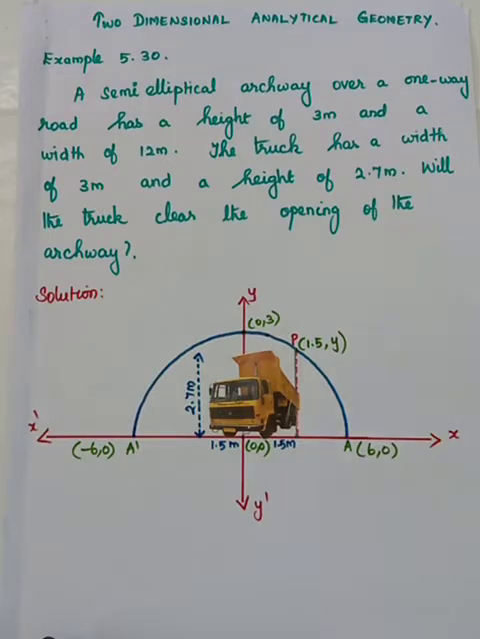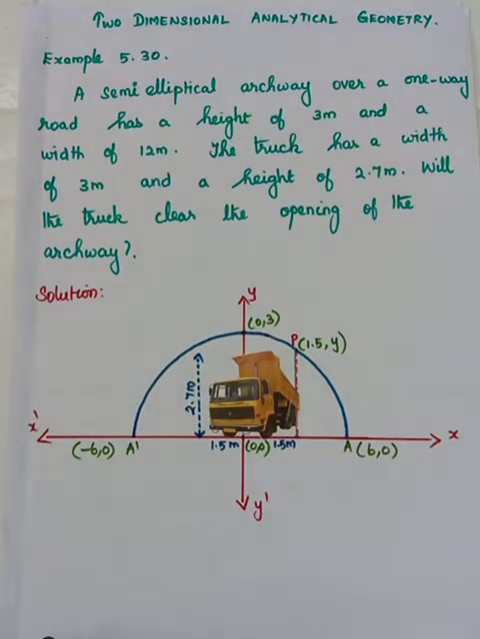Example 5.30. A semi-elliptical archway over a one-way road has a height of 3 meter and a width of 12 meter. The truck has a width of 3 meter and height of 2.7 meter. Will the truck clear the opening of the archway? This is the question given.